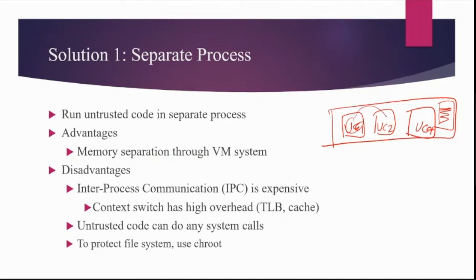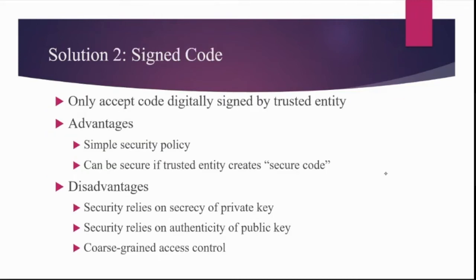The disadvantage is that inter-process communication is too high, the cost is very expensive. There is a lot of context switching overhead, because you are communicating between the virtual machines. Apart from this, untrusted code can still make some system calls and gain privileges, etc. So these are the pros and cons of having separate processes to handle untrusted code. Let's see what the other solutions are.